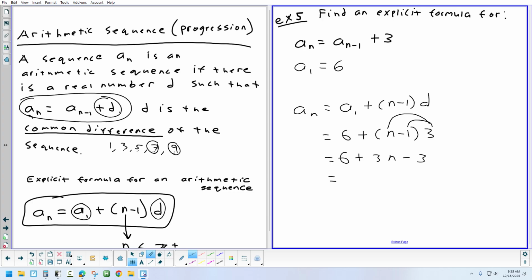I usually put the term with n in the front. And it's going to end up being 3n plus 3. Yep. There you go. Any question on that one? All right, now we can check it. If we plug in 1, let's make sure we actually get the first term. What's 3 times 1? 3. And what's 3 plus 3? 6. All right, good. So it's always a good idea to check it and make sure that it actually worked.